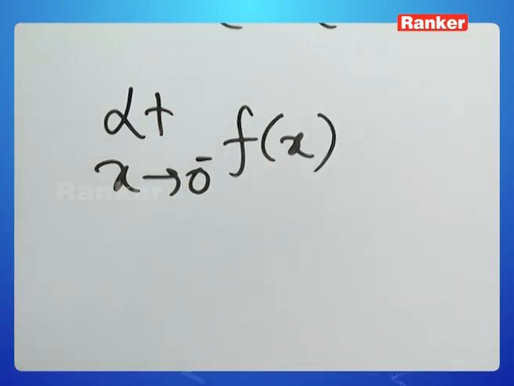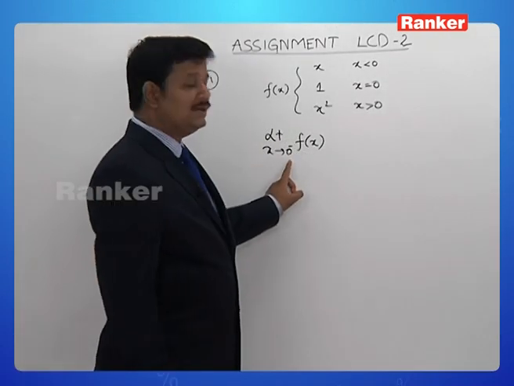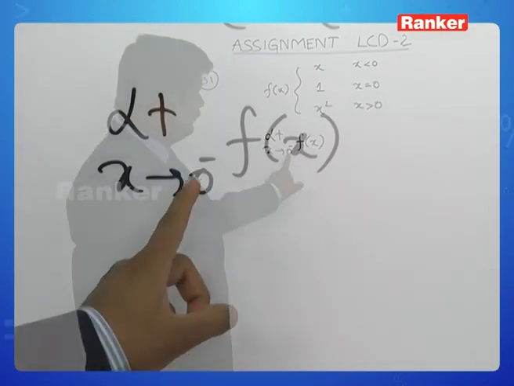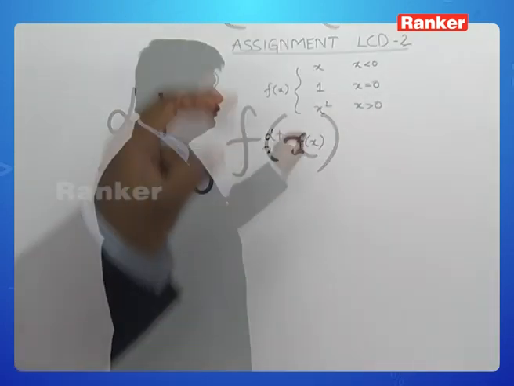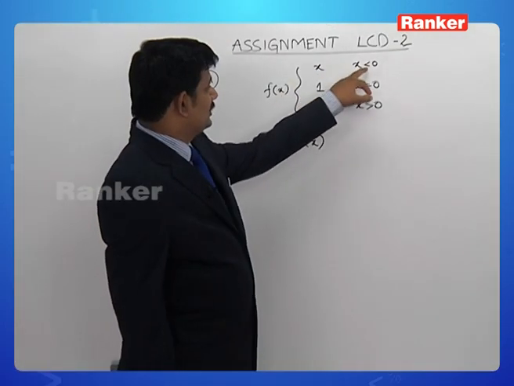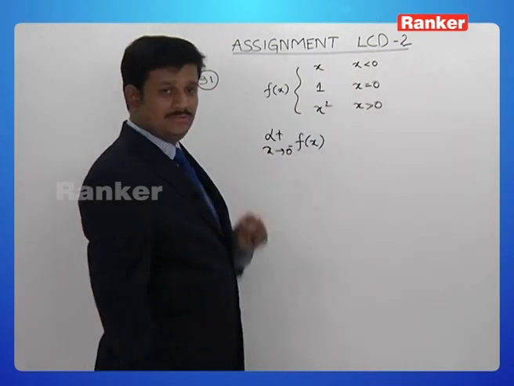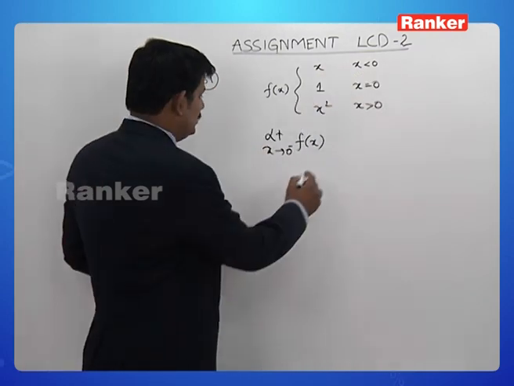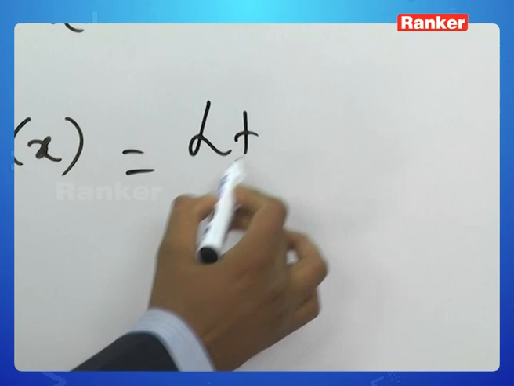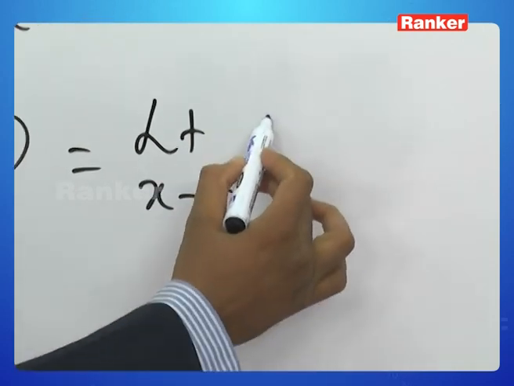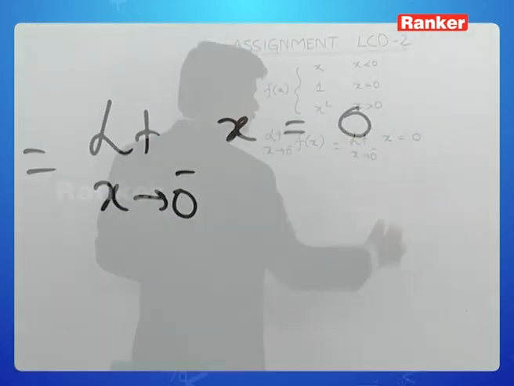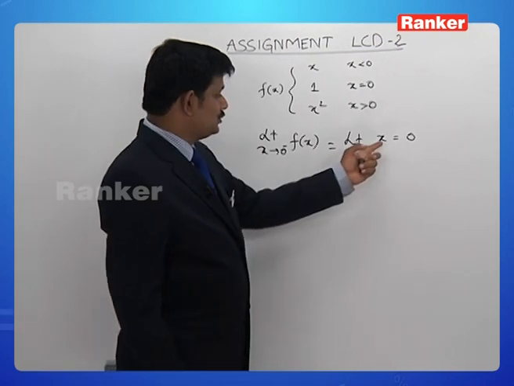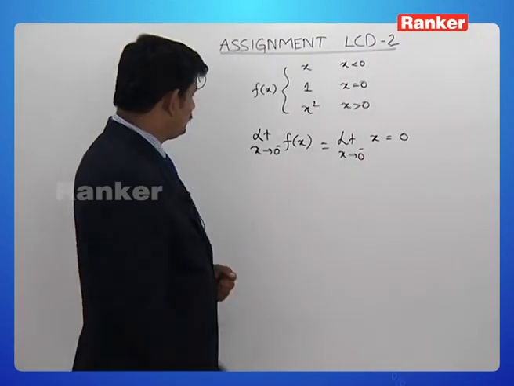As x tends to 0 minus, x is slightly smaller than 0, and when x is slightly smaller than 0, f of x is given by x. Whenever x is smaller than 0, f of x is given by x. So, this limit we can write as limit x tending to 0 minus of x, which is 0. As x tends to 0 minus, x is 0.